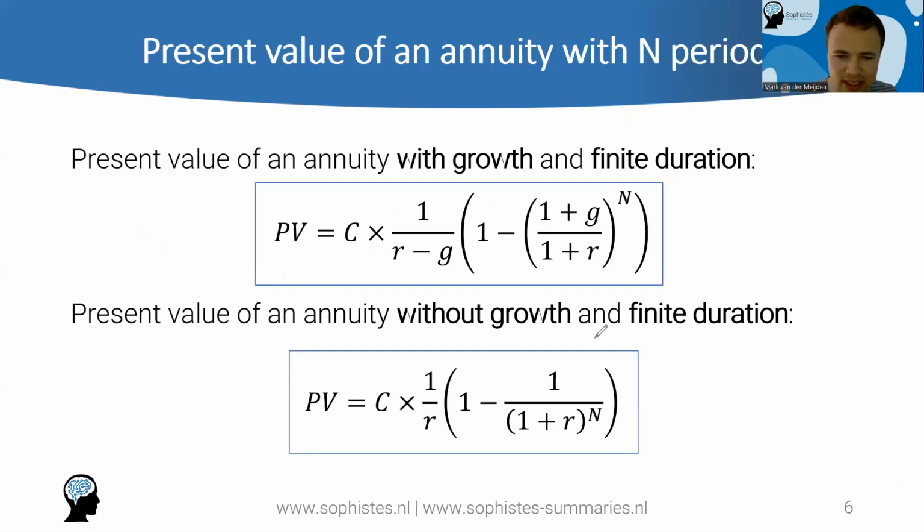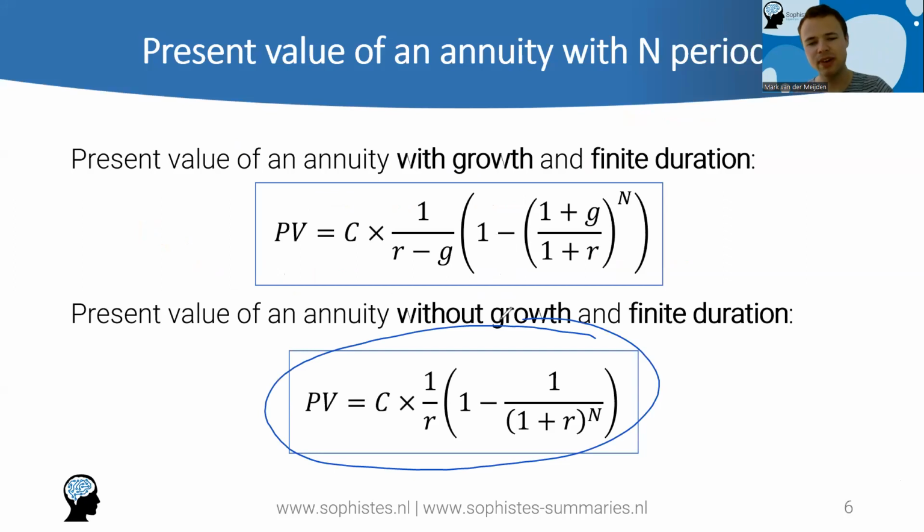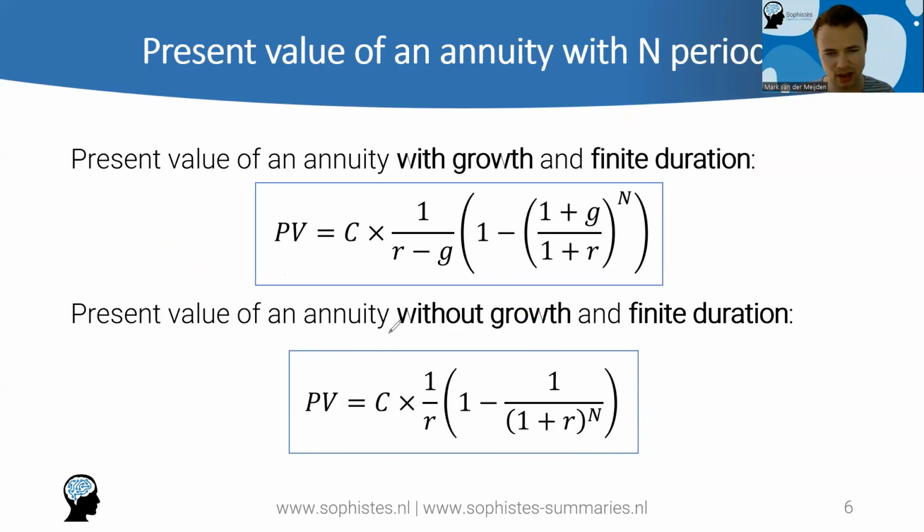Let me see if I can erase it. Here you go. If you have an annuity without growth, so it's just 100 euro each year, then you can fill in 100 euro here for the C. And then you write down here your discount rate. And for N, you write down how many cash flows you got. So you got 3 cash flows, and for N, you can fill in 3.